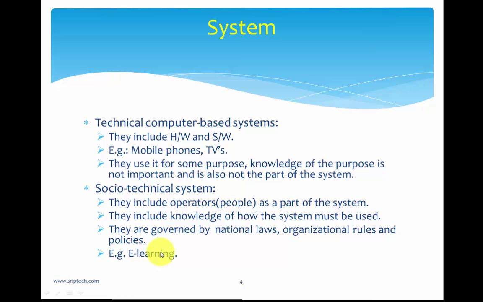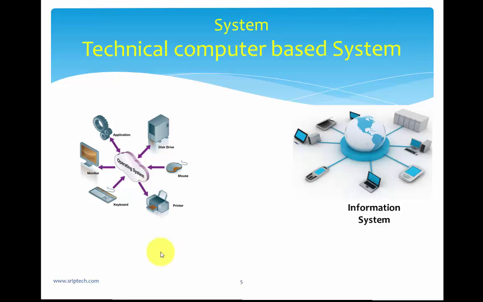Now you understand the difference between a socio-technical system and a technical computer based system. A socio-technical system is a very wide system. It consists of both social factors and technical factors. Social factors include people, organizational rules, policies and national laws, and technical factors could include hardware and software. But in case of a technical computer based system, it only includes hardware and software. Okay, so once you are clear with this, I have given you two examples of technical computer based system. Now you have an operating system here. Now you have an information system here.